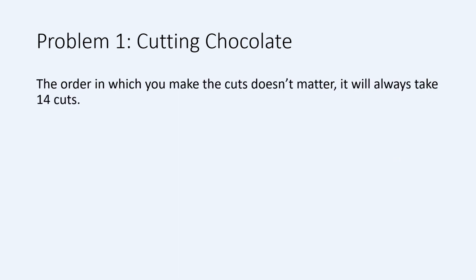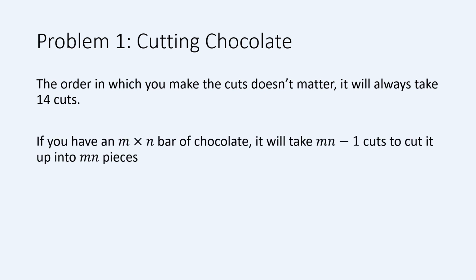Notice that it doesn't matter what cuts we choose to make and in what order. However we choose to cut up the chocolate, we will necessarily break it up into individual squares after 14 cuts. Thinking about the geometry of the problem was in fact a red herring. This way of thinking about the problem also allows us to generalize very easily. If we had an m by n bar of chocolate that we wanted to cut up into m times n pieces, it would take exactly m times n minus 1 cuts.